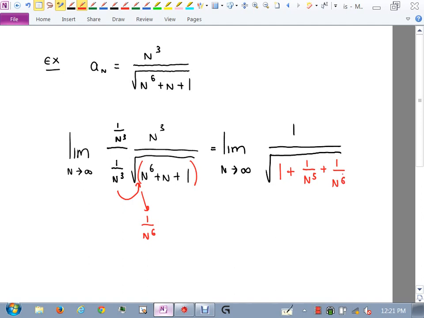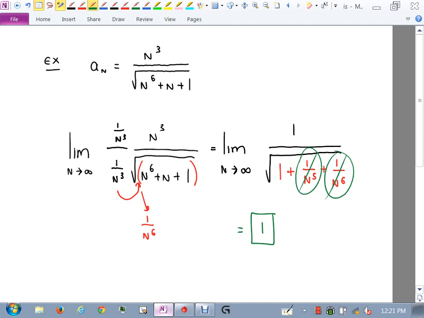Do y'all see that? 1 over n to the 6th times n to the 6th cancels, you get 1. n over n to the 6th is 1 over n to the 5th. Then 1 over n to the 6th is 1 over n to the 6th. And why is this all good now? Let n go to infinity. This goes away, that goes away. And what you're left with is 1 over the root of 1, which is just 1. So this sequence converges to 1.